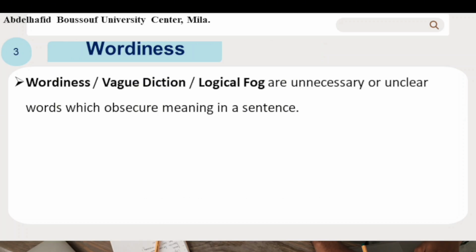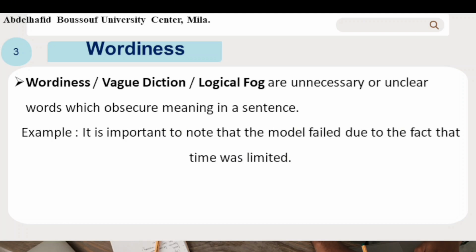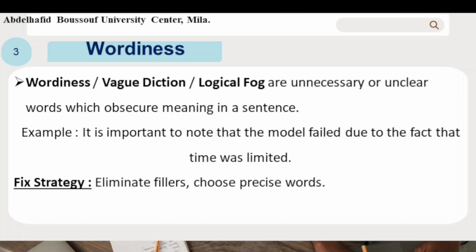Wordiness, also known as vague diction or logical fog, means unnecessary or unclear words which obscure meaning in a sentence. So too many words are stuffed together into the same sentence, while I can say it in simpler words. We prefer in technical writing the simpler version of a sentence. It is important to note that the model failed due to the fact that time was limited. This is a correct sentence, but not in technical writing. How to fix it? Eliminate fillers.